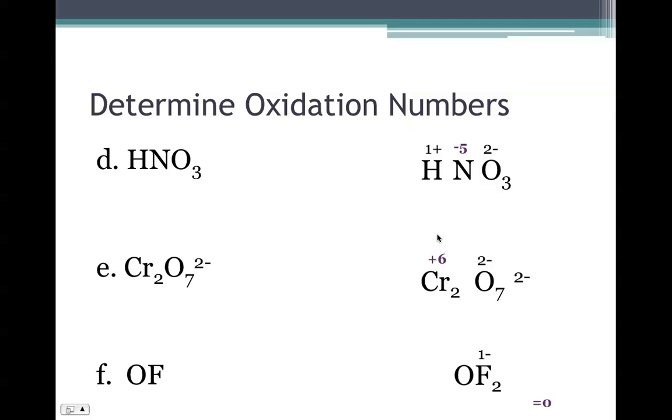And then finally, we have an exception here. Fluorine has to be -1. Remember I said there's no exceptions that you need to be aware of for fluorine. So -1 times 2 gives you -2, which means the oxygen has to be +2. So this is one of those exceptions for oxygen where it does not take on a -2 charge due to fluorine's electronegativity value. Alright, well that's it.